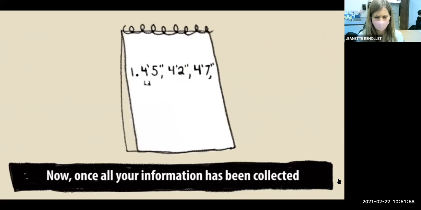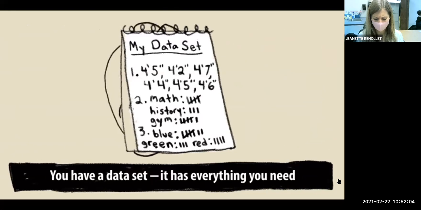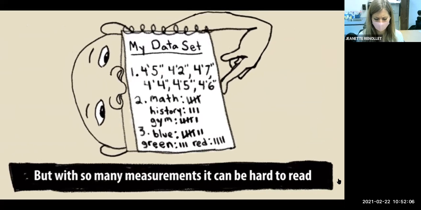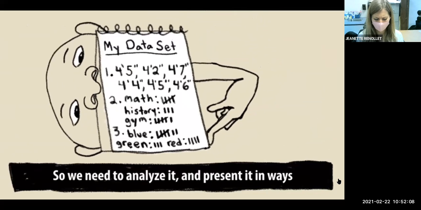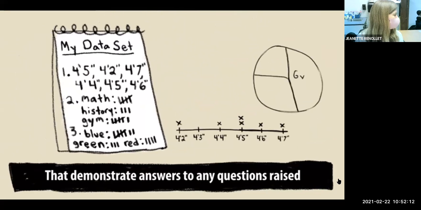Now, once all your information has been collected, and you have all the answers to your questions, you have a data set. It has everything you need. With so many measurements, it can be hard to read, so we need to analyze it, present it in ways that demonstrate answers to any questions raised.